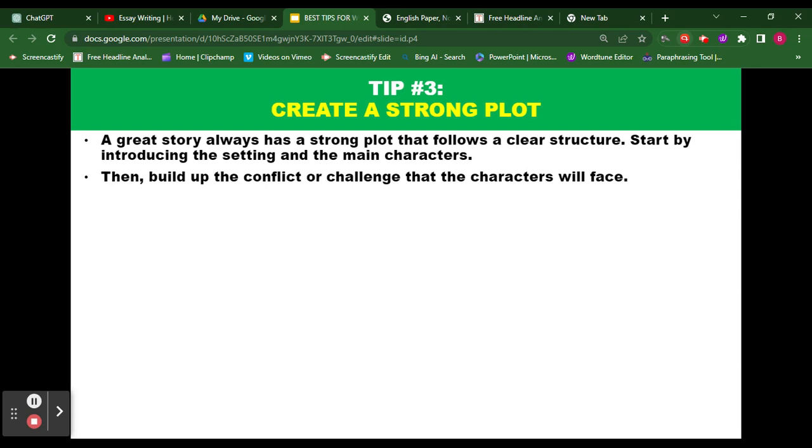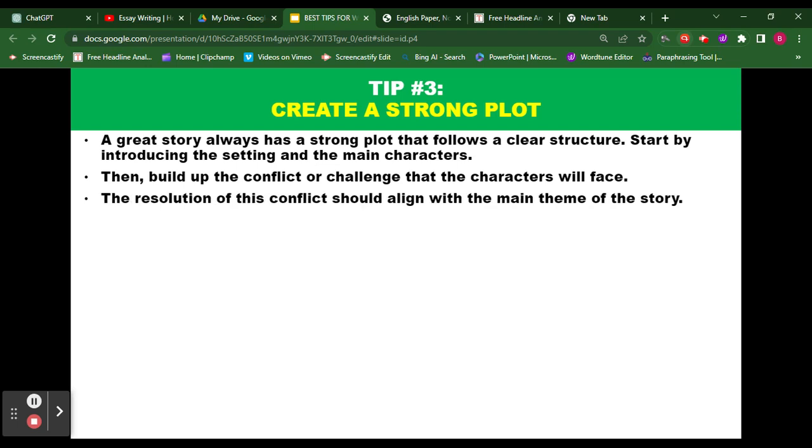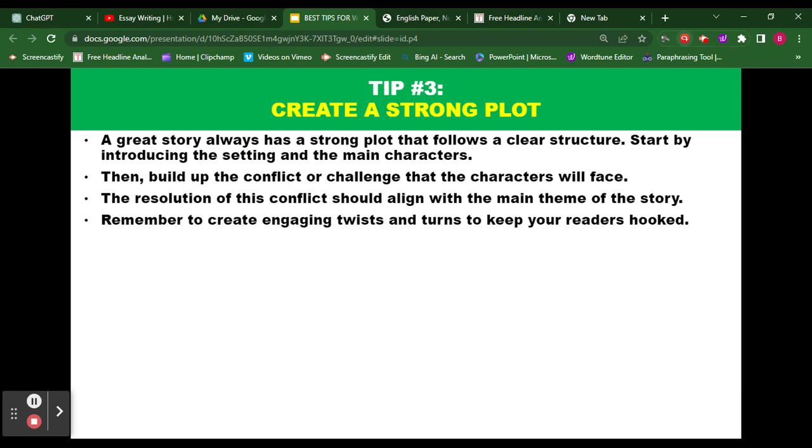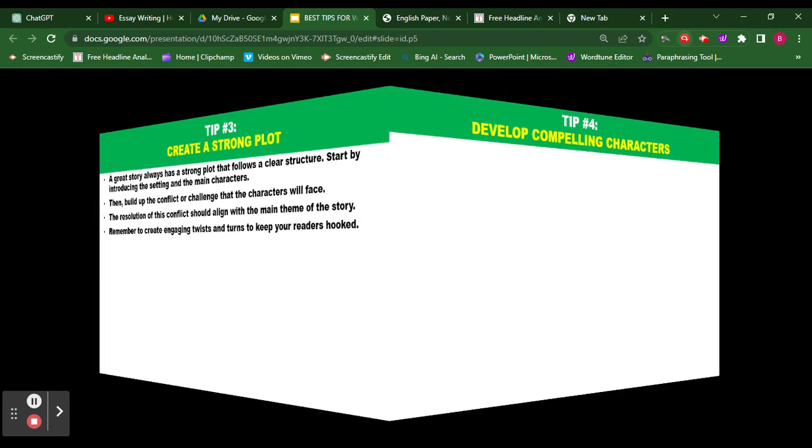Then build up the conflict or challenge that the characters will face. That is the conflict. The resolution of this conflict should align with the main theme of the story. By the way, the theme is the main idea that is expressed in a piece of writing. Remember to create engaging twists and turns to keep your readers hooked, to create suspense and to keep them hooked, all right?